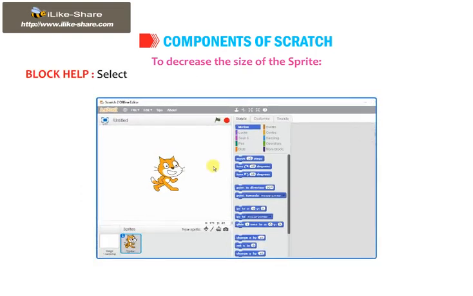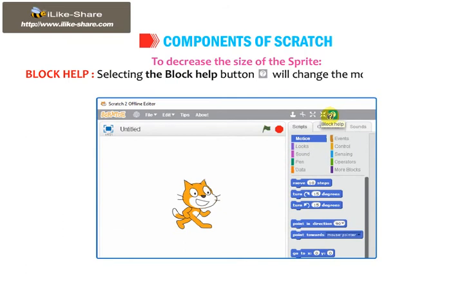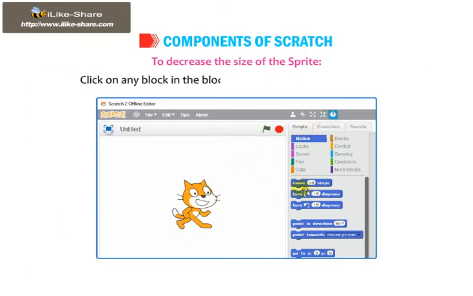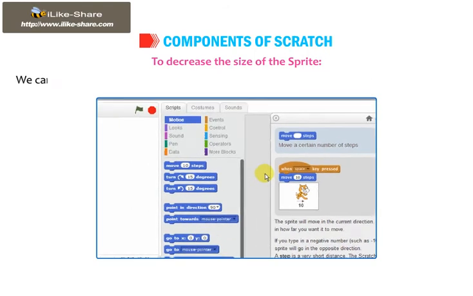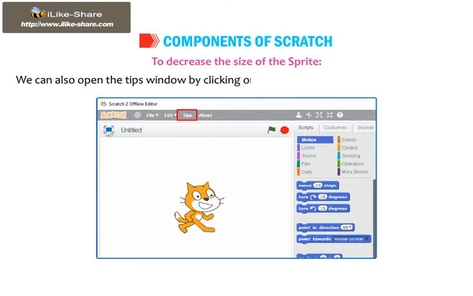Block Help. Selecting the Block Help button will change the mouse pointer into a question mark. Click on any block in the blocks palette with the question mark. A pop-up window appears that shows quick tip for that specific block. We can also open the Tips window by clicking on the Tips option placed on the menu bar.